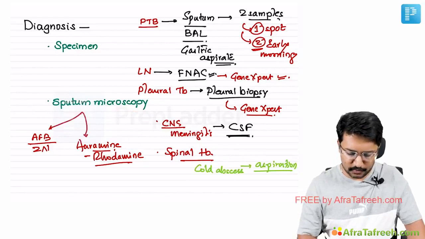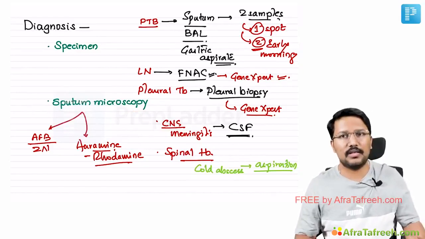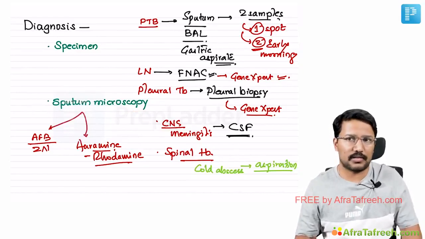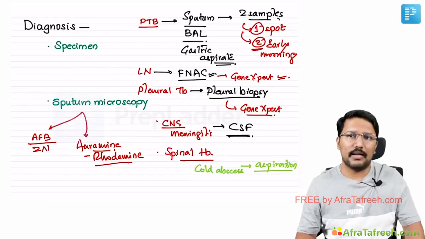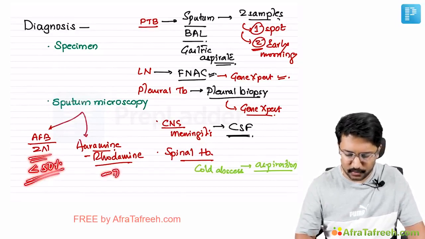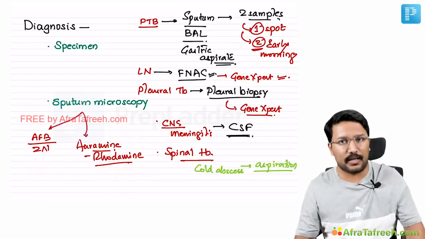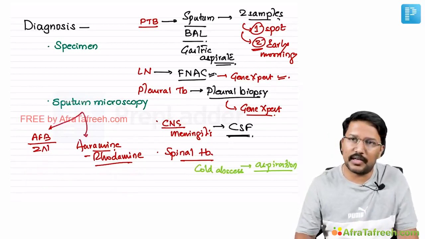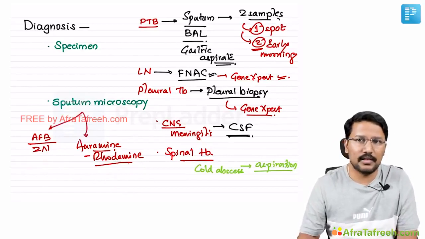Now, the disadvantage of sputum microscopy as such, whether you use the conventional Zn stain or auramine rhodamine stain, is that both have limited sensitivity. Your Zn stain has sensitivity less than 50%. Your auramine rhodamine may reach up to 70%. So sensitivity is extremely limited, even in an endemic country. That's a serious drawback.